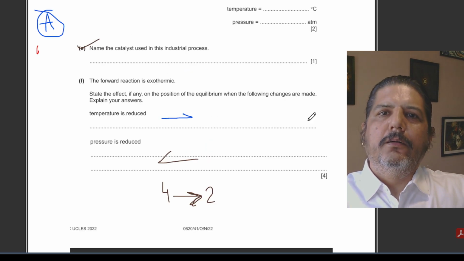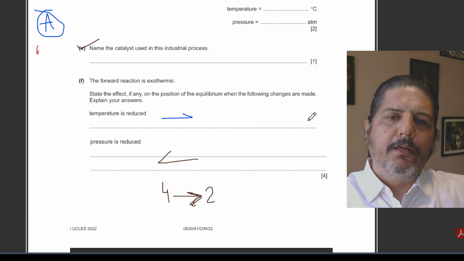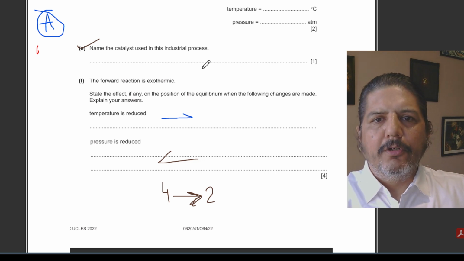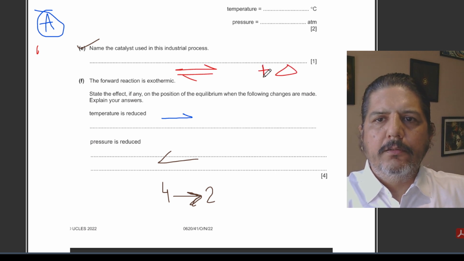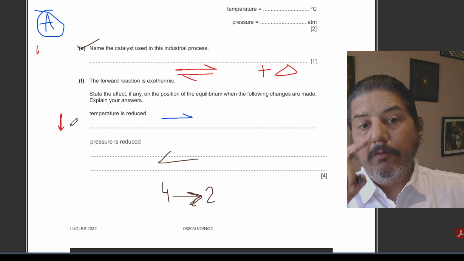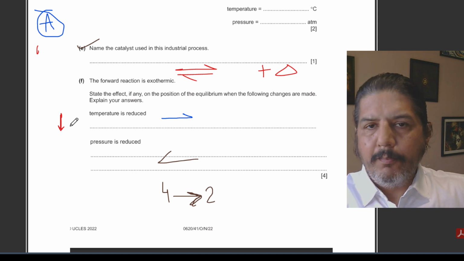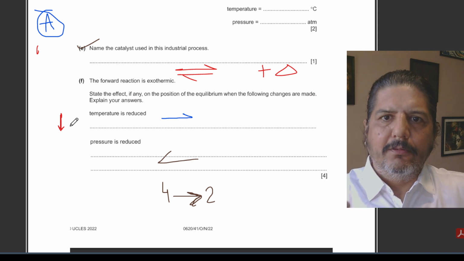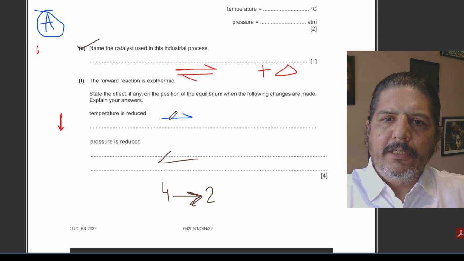Again, they are discussing the effect of temperature and pressure. So temperature is reduced because it's an exothermic reaction. Heat is being generated in the forward side. Now you decrease the temperature, the system will try to oppose this. How will it oppose it? It will move in a direction which will oppose the reduction of temperature. So the system will try to increase the temperature. It can increase the temperature when the reaction moves in the forward direction.